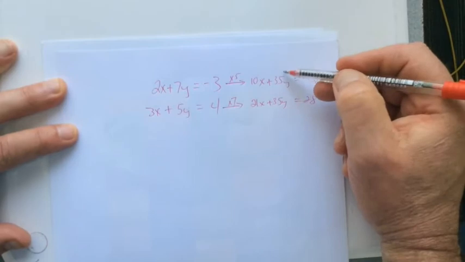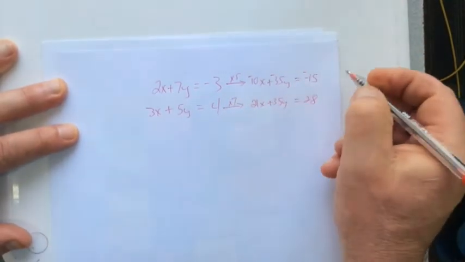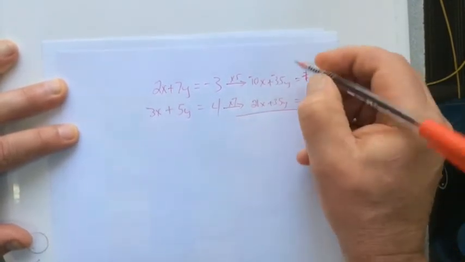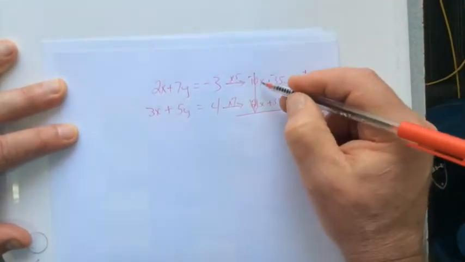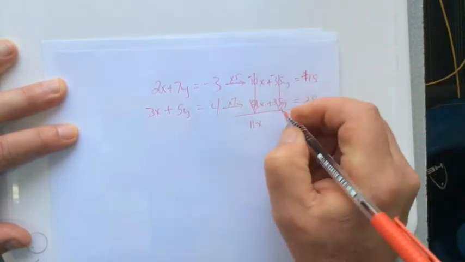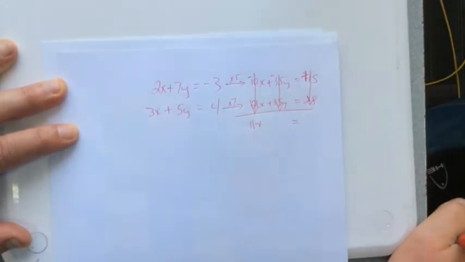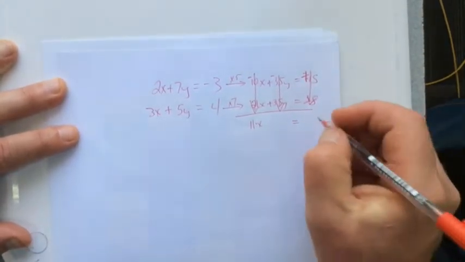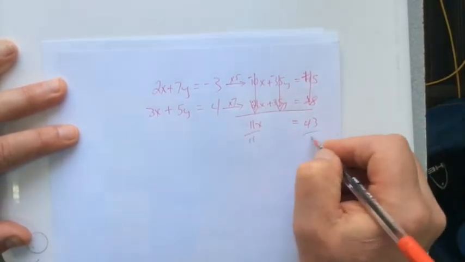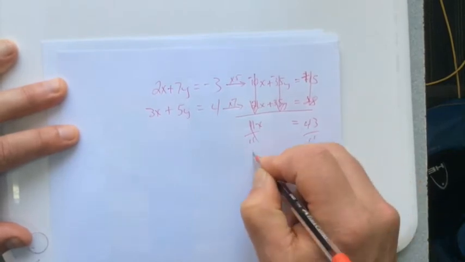Now we need one of these to be negative, so they add up to 0. So I think I'll just go here, make all of those negative. So a negative 15 now makes it positive. Now when I add these together, negative 10 plus 21 is 11x. Add these together, it's 0. And then 15 plus 28 is 43. And then divide off the 11. So the x value is 43 elevenths.